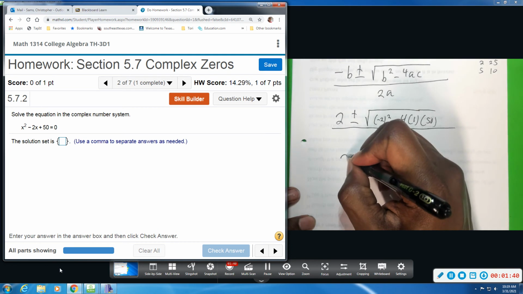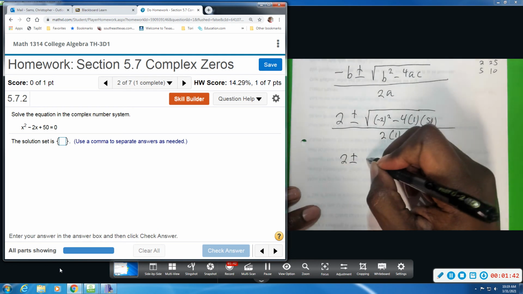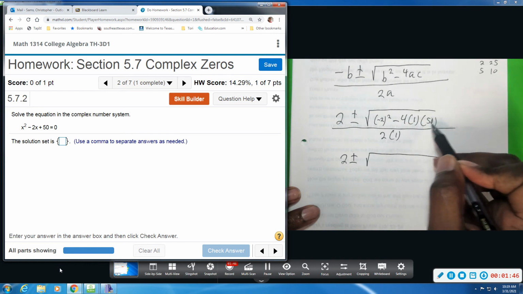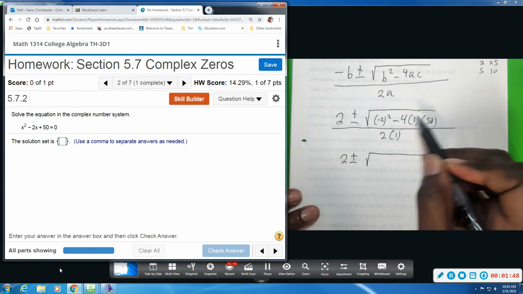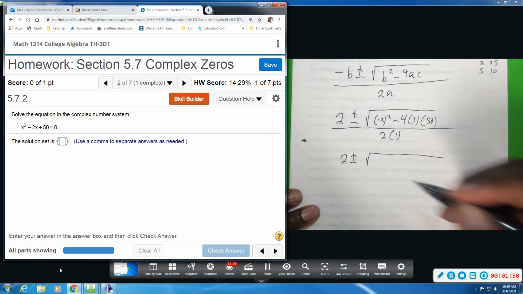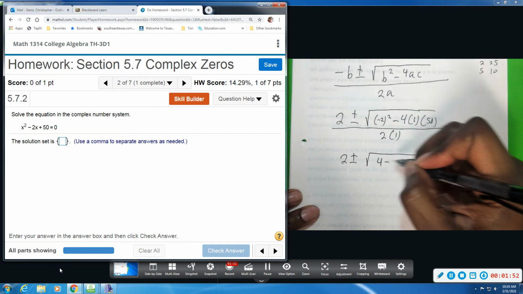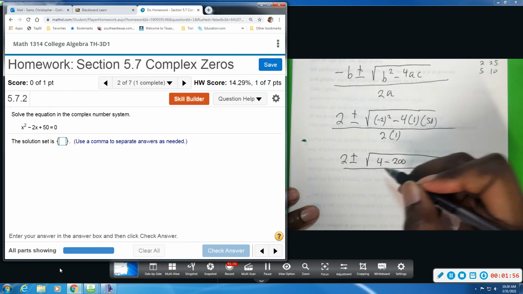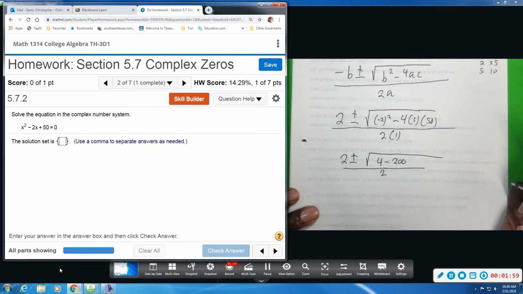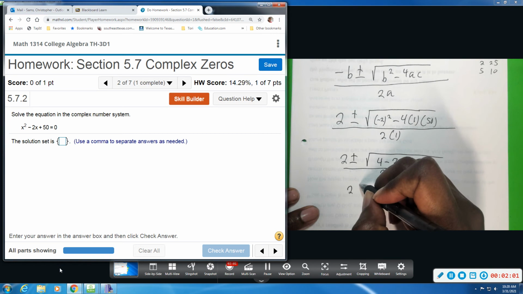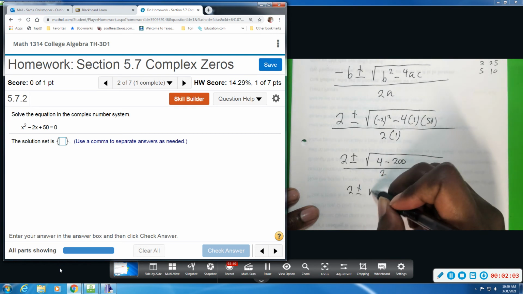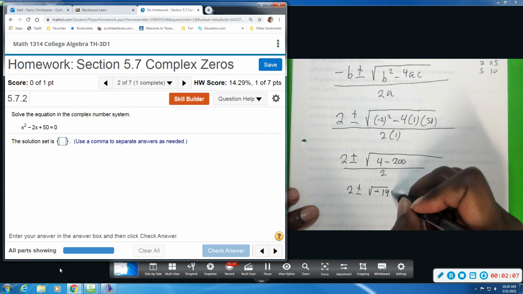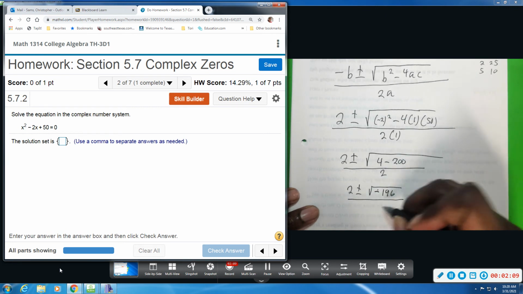So we have 2 plus or minus the square root. And here, 4 times 50 basically is 200. And this is 4. So we have 4 minus 200 under here. And then we have a 2 down here. Continuing, we had 2 plus or minus the square root of negative 196 divided by 2.